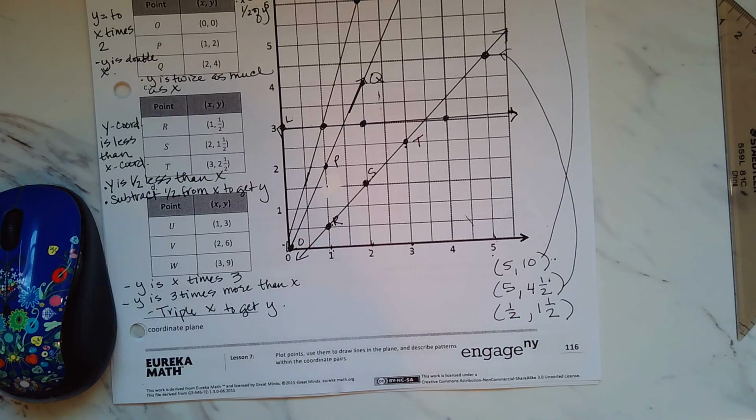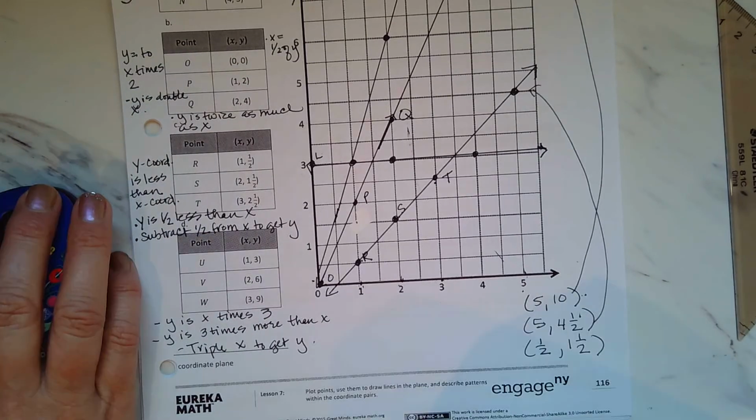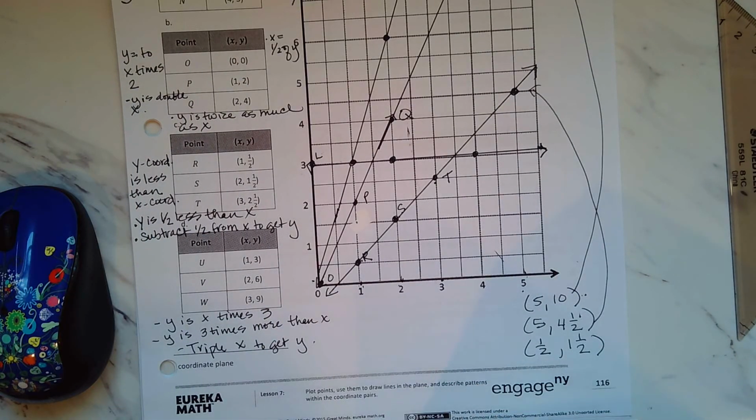A half. Does anything go up by a half and then increase by 1.5? What have you decided on? That would fall in the x times 3. So 3 times a half is 3 halves, which is 1.5. The y coordinate is 3 times as much as the x coordinate.